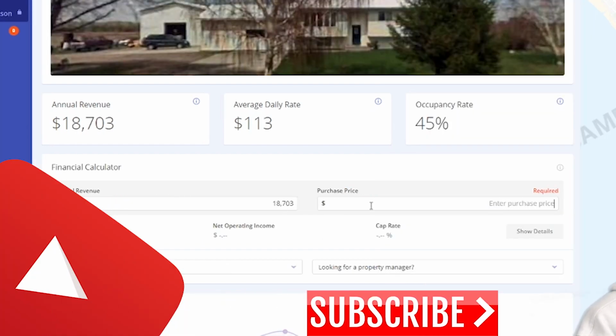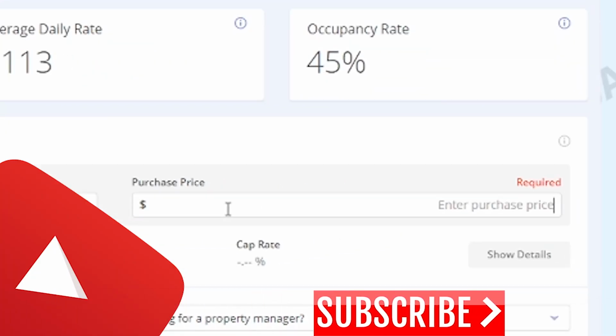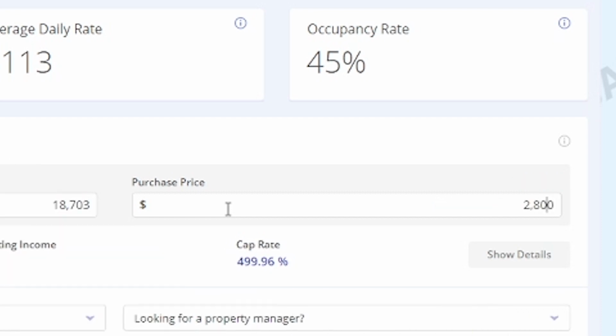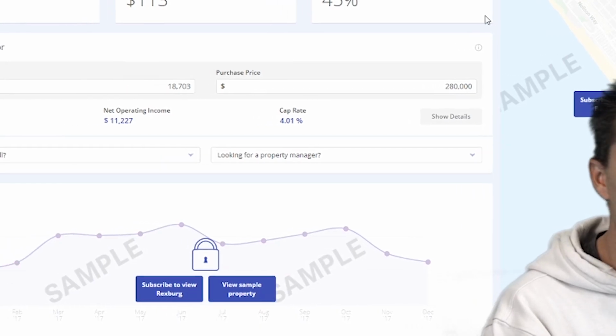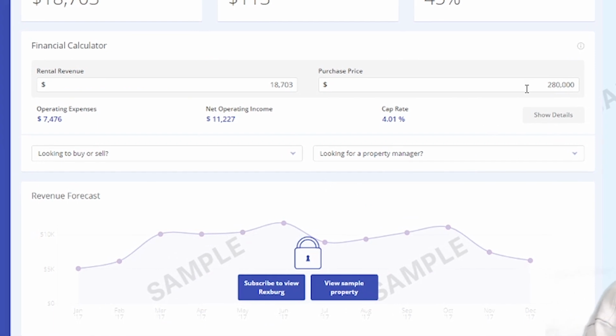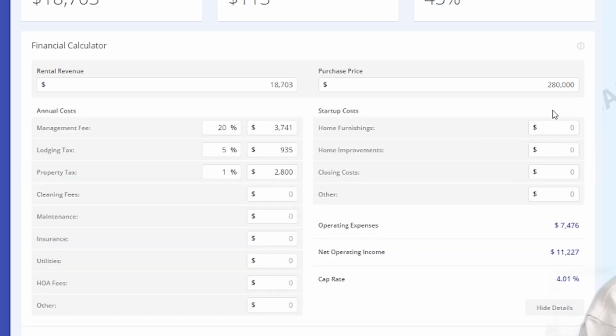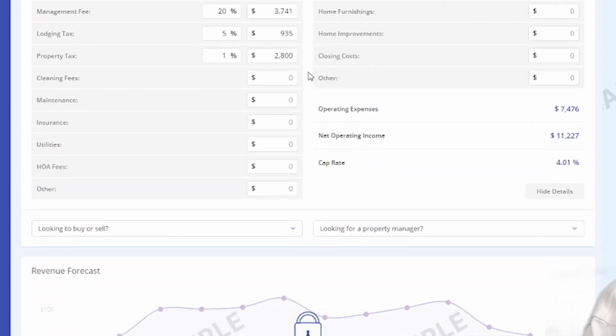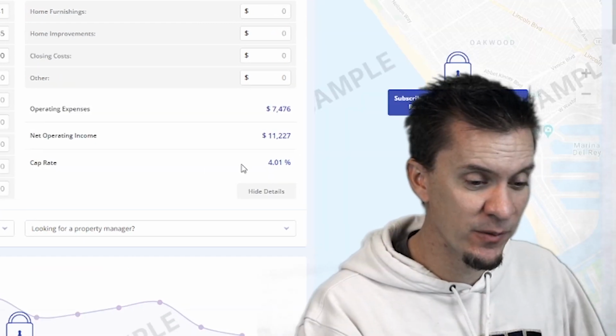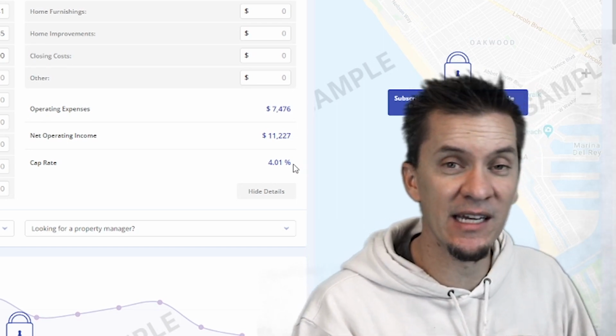What I can decide is that, well, I can buy it for, they've offered it to me for $280,000. This is not true, I'm just saying. And then I can see what it says, well, operating expenses being about $7,476, net operating income $11,000. This is all calculated based on, if I press show details here, I can insert what I think it will cost me to run a rental, and the cap rate will be produced accordingly.